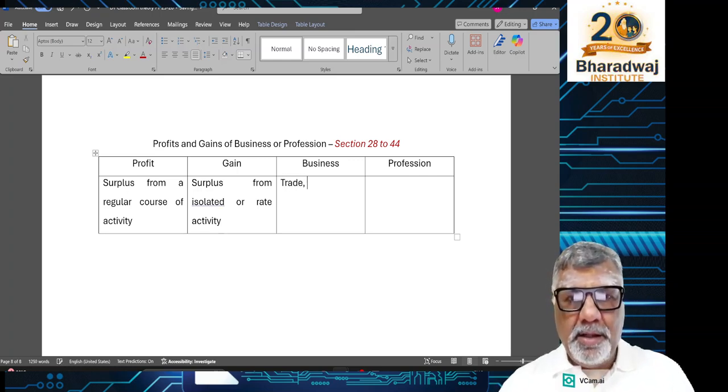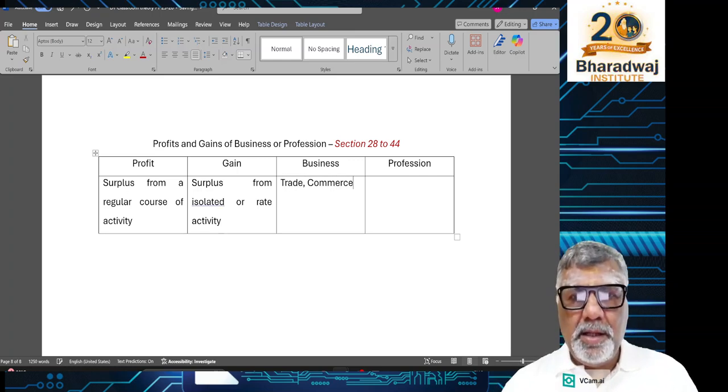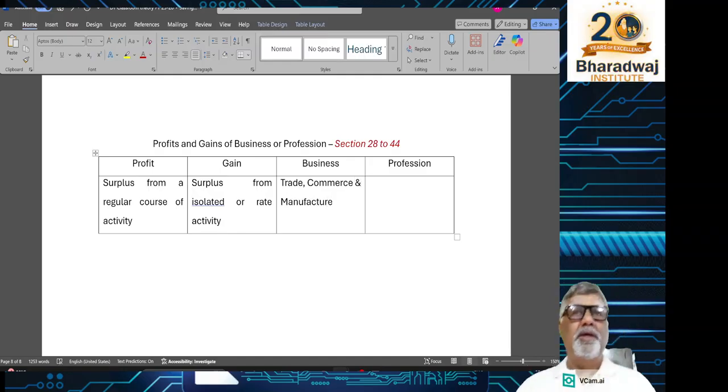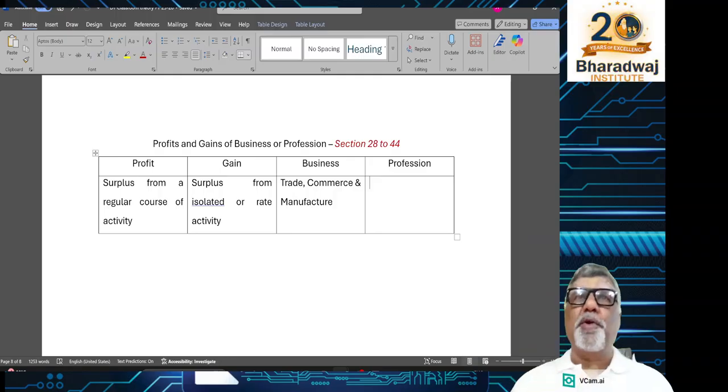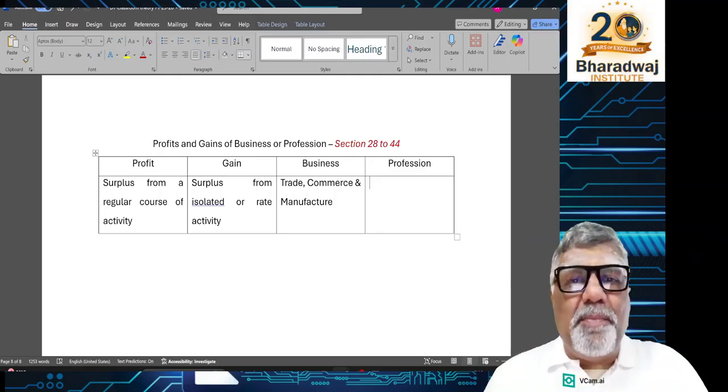Trade, commerce, and manufacture. Business means simple. Trade, buying and selling. Commerce, all support services: transportation, banking, insurance. Manufacturing is conversion of raw material into finished product. All these things come under business.